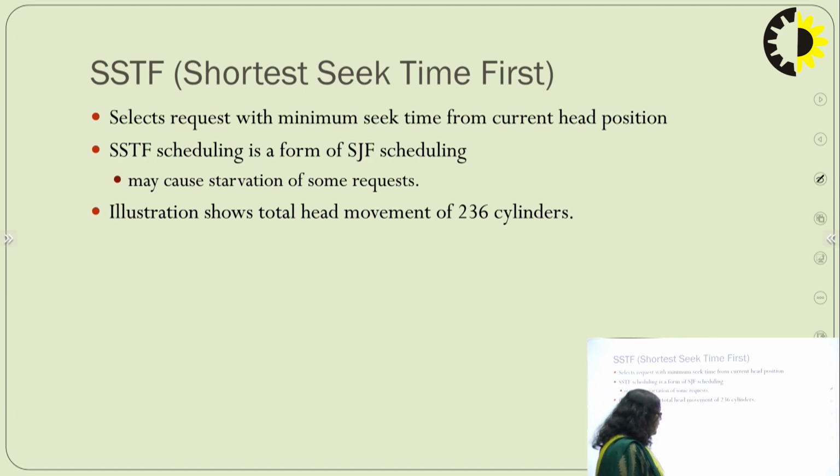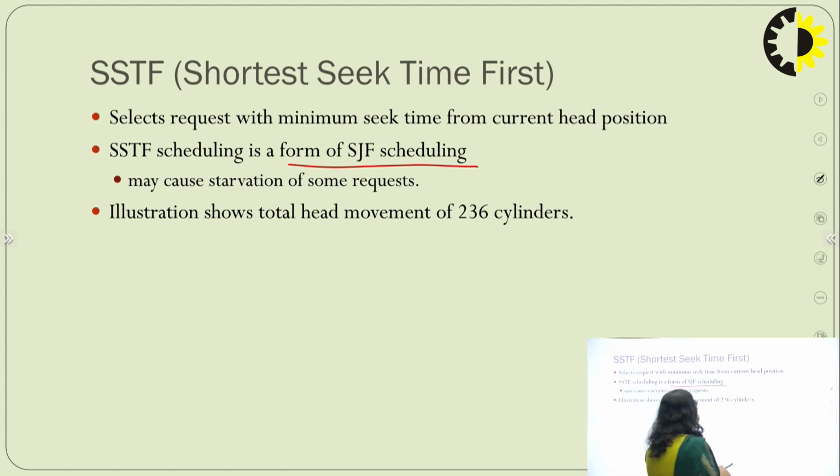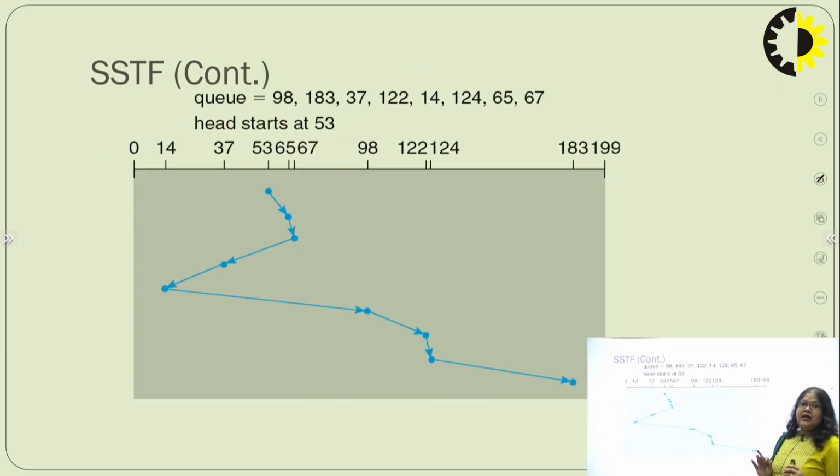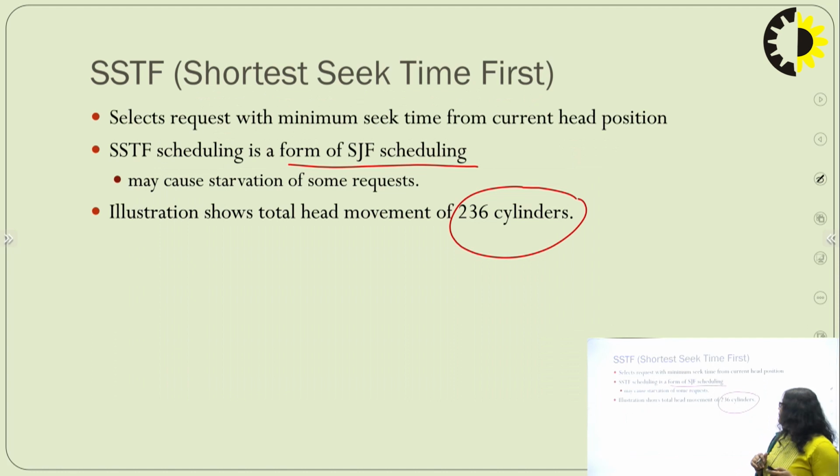This is the same formation as the SJF scheduling algorithm, and it may cause starvation of some requests. The illustration shows a total head movement of 236 cylinders in this particular example only. This is not for all questions; it belongs to this particular example only. So the total head movement is 236 cylinders.